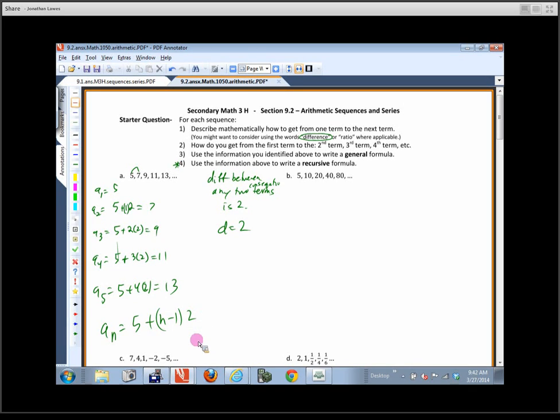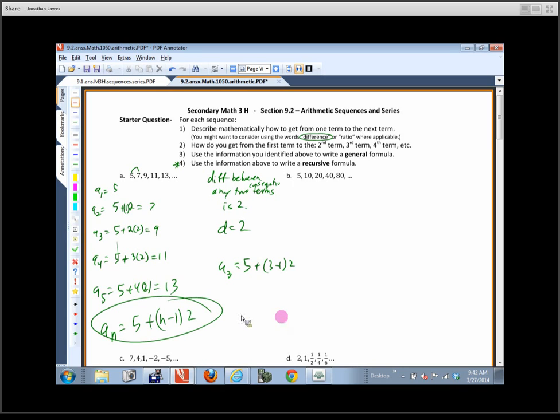Now, to double check and make sure that this actually works, let's see if it works on one of the ones we already have. Let's put a 3 right here. So I want the third term. If I want the third term, that's going to be 5 plus 3 minus 1 times 2. And does that produce the third term? It does. Everybody in good shape there?